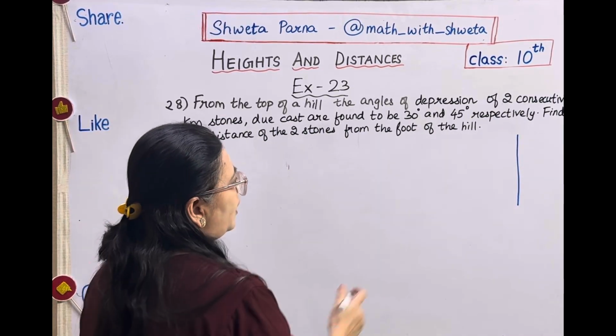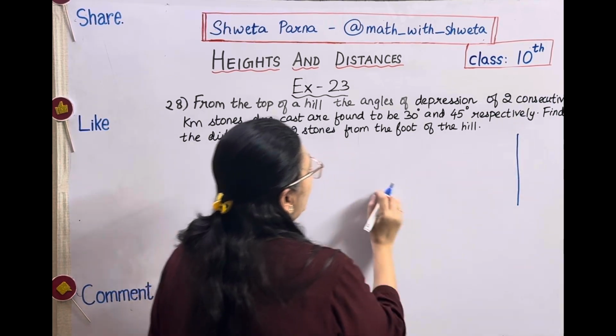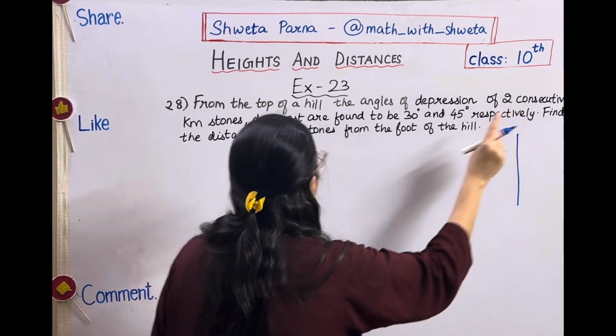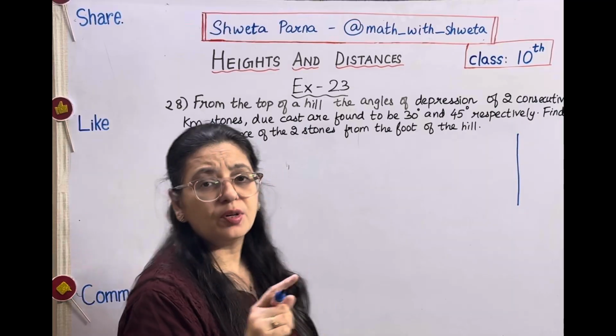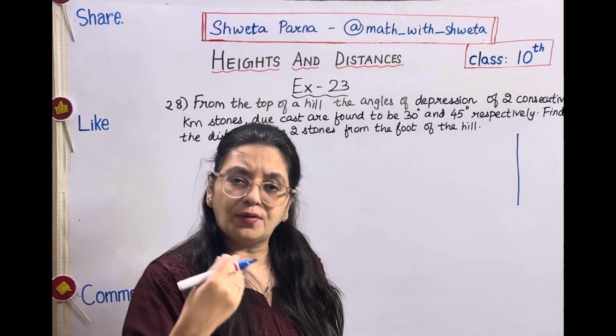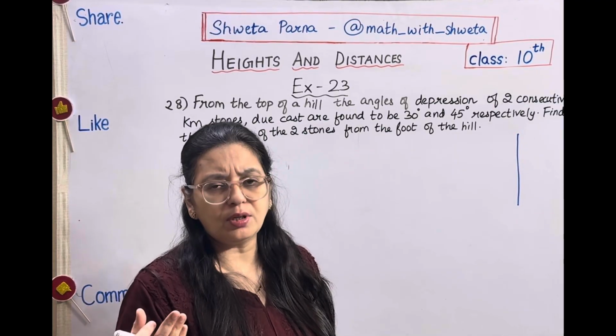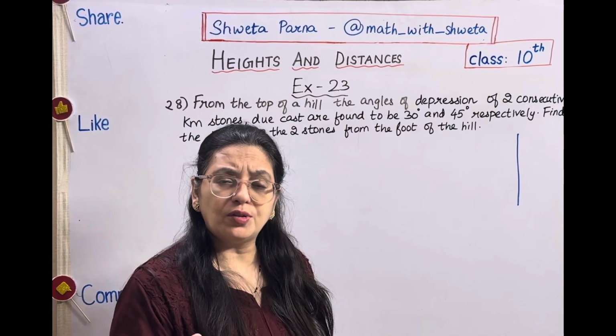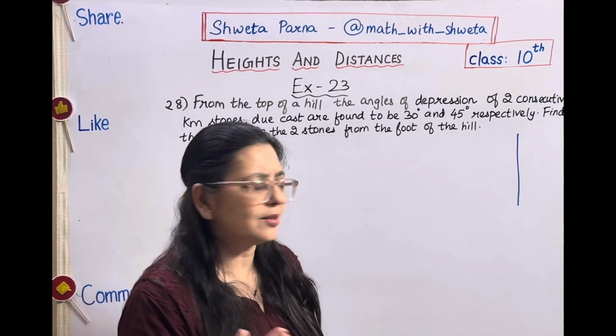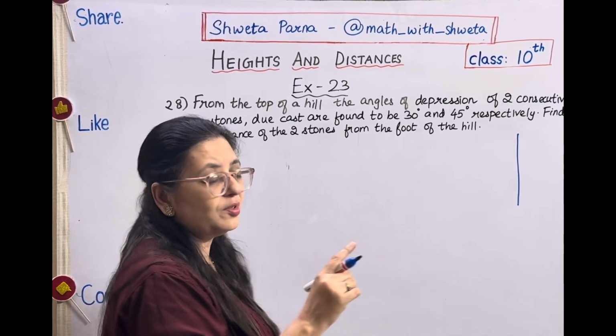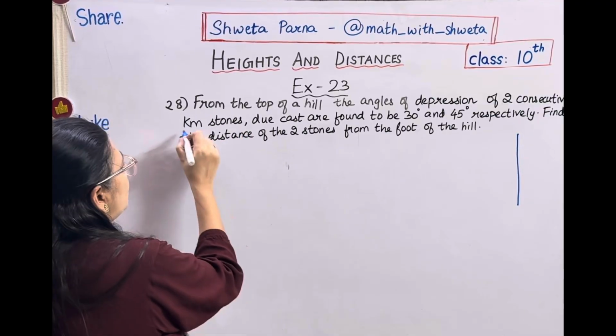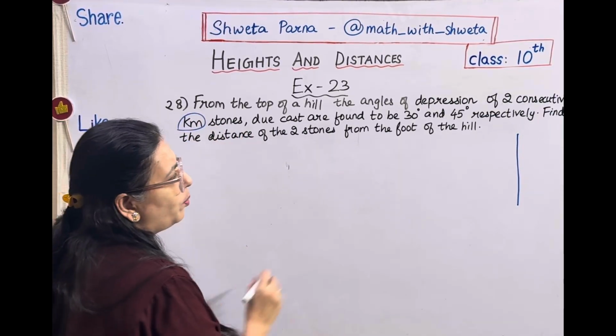From the top of a hill, this is the top of the hill, the angle of depression of two consecutive kilometer stones. Two consecutive means one after the other. Say, based on the number, what is the consecutive number for 2? It is 3, the next number. So there were 2 stones and the distance between the stones was 1 kilometer.